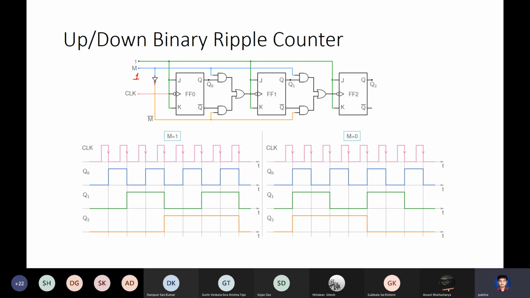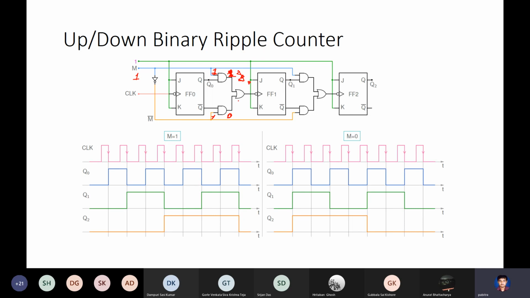If the mode is 1, then what happens? This AND has a 1. 1 is not a forcing input for AND, so this will be Q0 itself. If this is 1, the output of this AND gate will be Q0. If Q0 is 0, it will be 0. And this is M bar by a NOT gate. So if M is 1, this will be 0. 0 is a forcing input for AND, so this will always be 0. And this will be Q0.